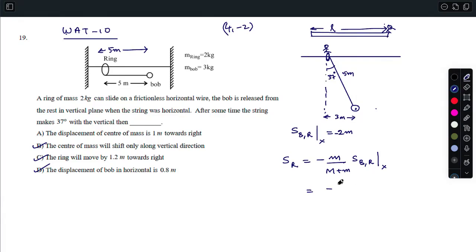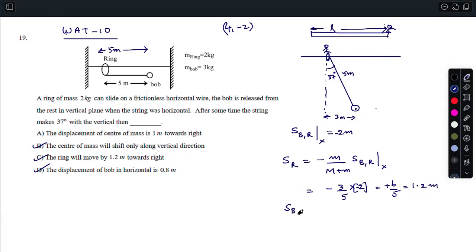Small m means what is moving? The bob. Bob mass is 3 kg, so 3 by 5 into minus 2, which is plus 6 by 5, 1.2 meter. The displacement of the ring is 1.2 meter rightwards. Correct. Next, the displacement of the bob is total 2 meters, so 1.2 is the ring, and the balance for the bob is 0.8.